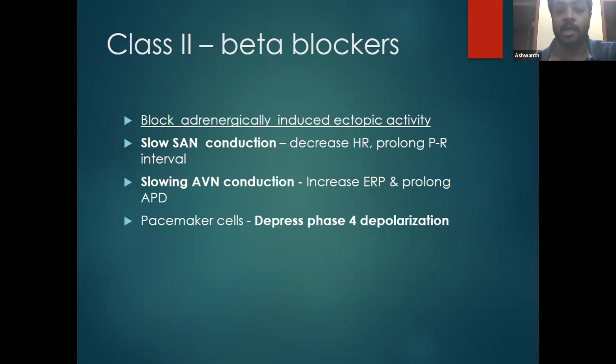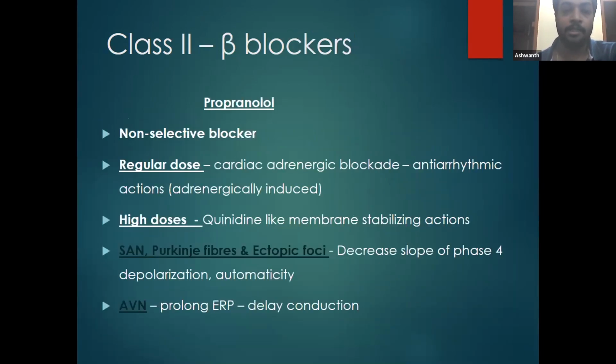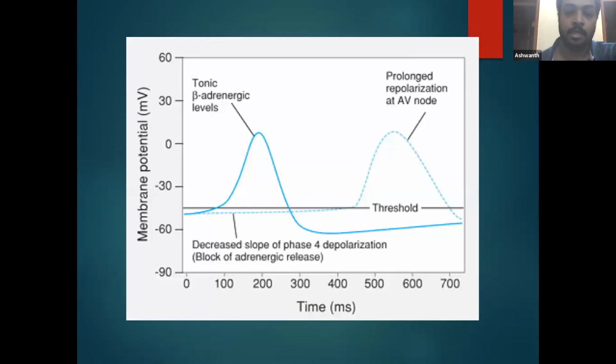In pacemaker cells, they depress phase 4 depolarization. Propranolol is a non-selective blocker. Regular doses cause cardiac adrenergic blockade and have antiarrhythmic actions. At high doses, like quinidine, membrane stabilizing actions are seen. In the sinoatrial node, Purkinje fibers, and ectopic foci, it decreases the slope of phase 4 depolarization and automaticity. In the AV node, it prolongs the effective refractory period and delays conduction, as seen in this picture.